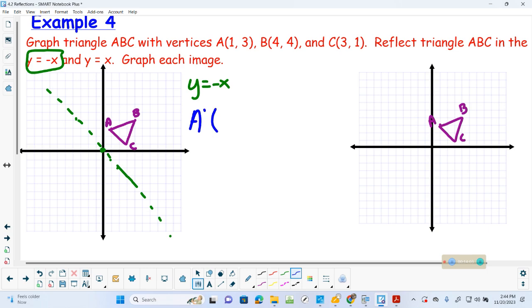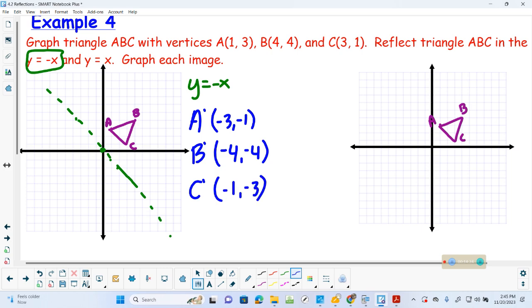So for -x, I have to reverse the order and flip the sign. So -3, -1 for A. I'll mark them in a minute. I'm going to flip the order on B, still 4, 4, and switch the signs. And then to get C prime, reverse the order, so 1, 3, but change the signs. I'm just going to plot it and draw it.